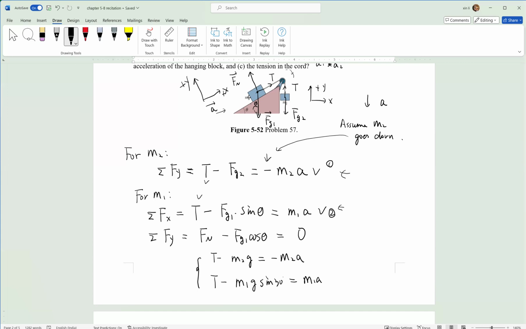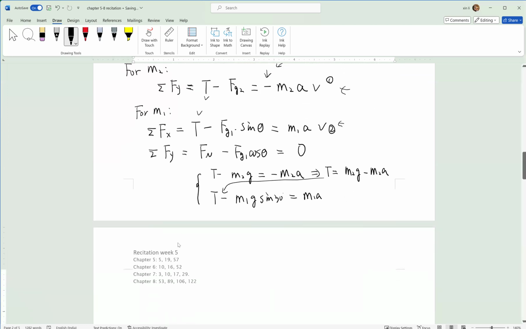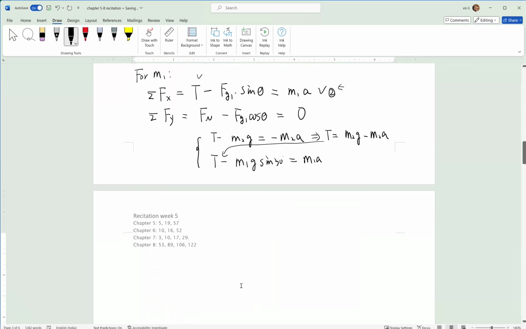So from here, we will get our tension equals M2G minus M2A. Then you can put your tension in here and you will be able to calculate your acceleration. I'm going to write it here. Basically, replace the tension in the second equation. You are going to get M2G minus M2A minus M1G sine 30 equals M1A. And then you can get your A.